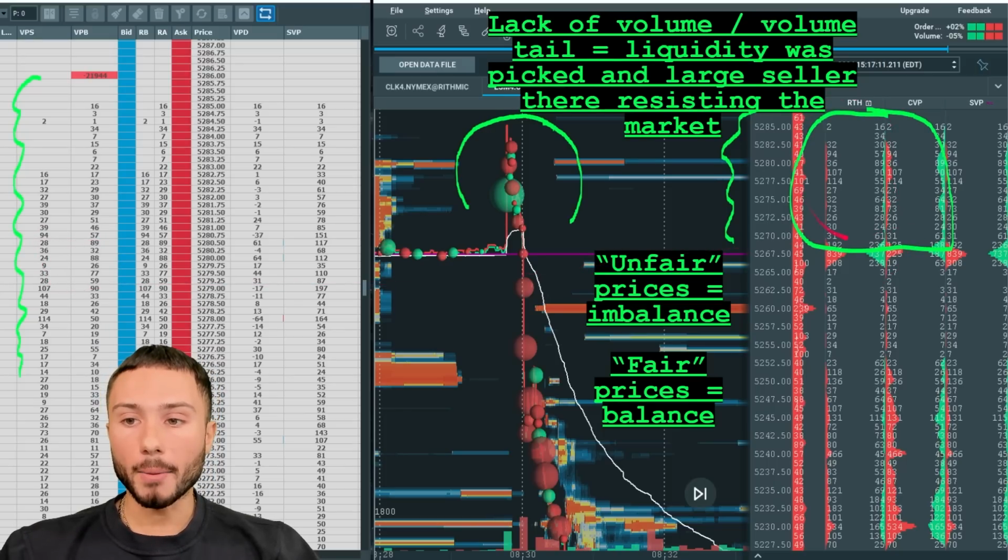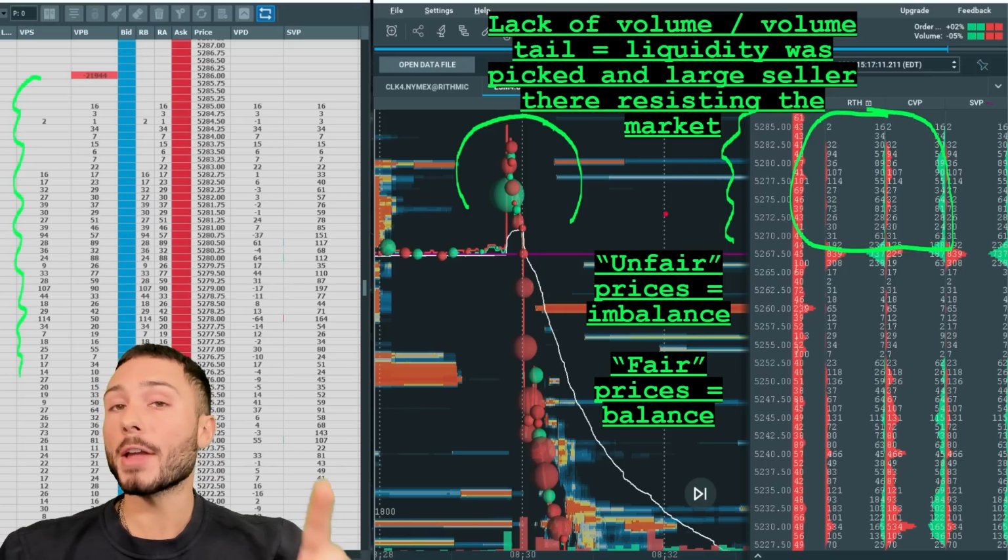Looking at the profile, we can see the volume tail over here at the RTH column or CVP column. We can see low volume. We can see sort of a volume tail. And the lack of volume shows and provides the tail showing liquidity was picked up. The move was very illiquid because prices were very unfair, forming an imbalance.